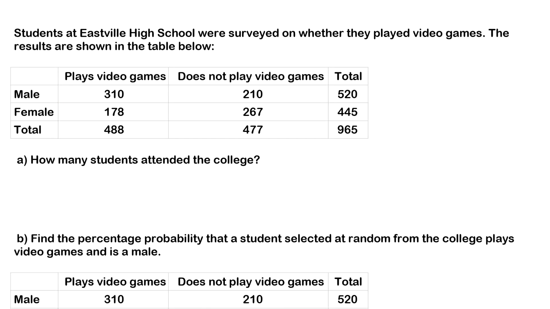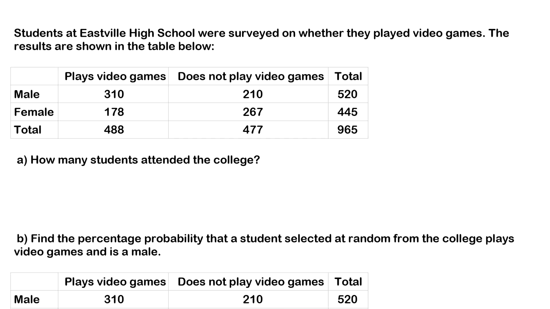One of the best ways to understand how two-way tables work is to look at an example. Students at Eastville High School were surveyed on whether they played video games, and the results are shown in the table below. We have 310 male students who play video games, 210 who don't, and so forth. That's how you read this.